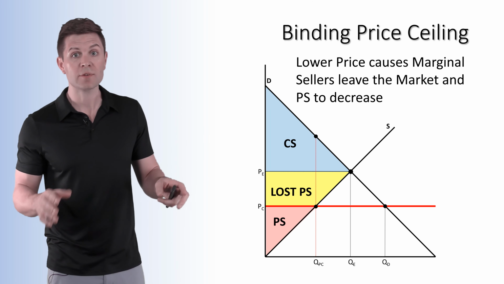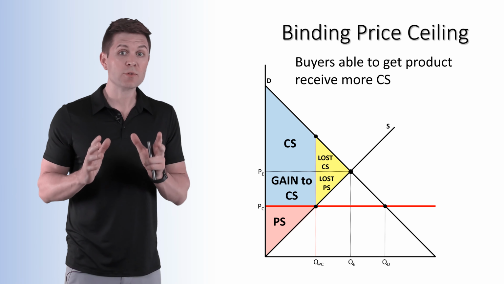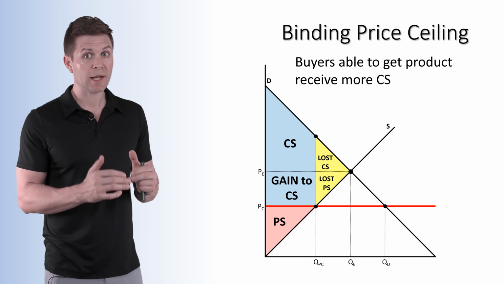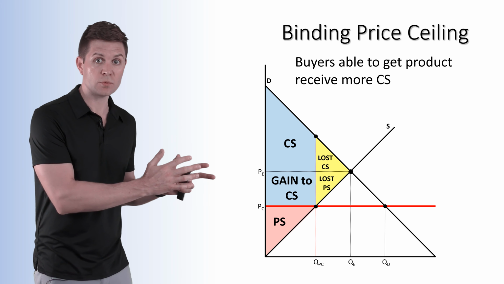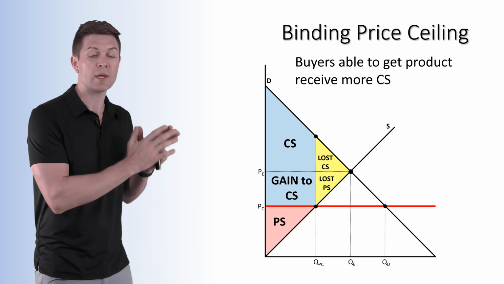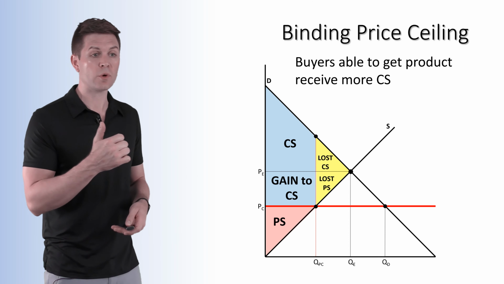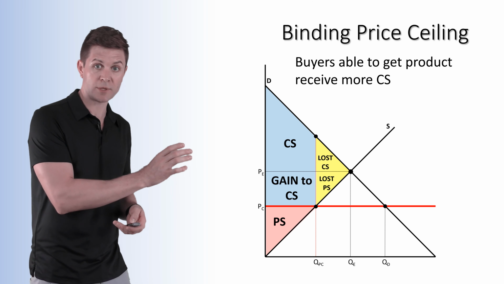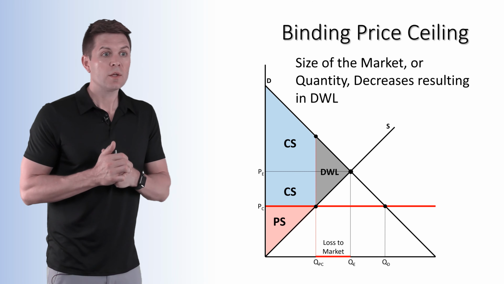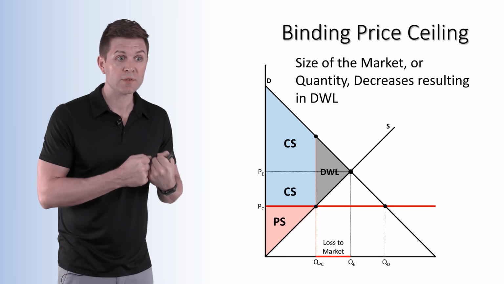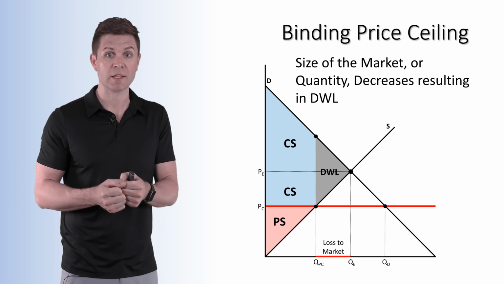Now, not all of it's deadweight loss. Some of it's going to go to the consumers. But the buyers that are able to actually get the product, because the market is a lot smaller now and a lot more consumers want this particular product, there is going to be a gain in consumer surplus of buyers that can actually get a hand on the product. So there's going to be some lost consumer surplus. There's going to be lost producer surplus. There's some gain to consumer surplus. But we definitely have some deadweight loss. So the size of the market is going to shrink. The quantity in the market is going to shrink because of that price ceiling interference.